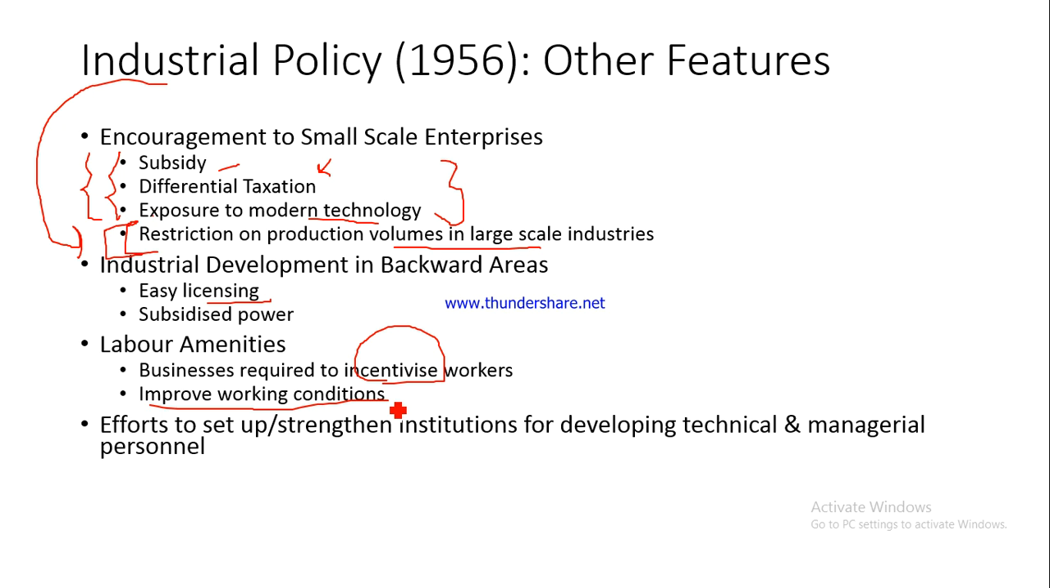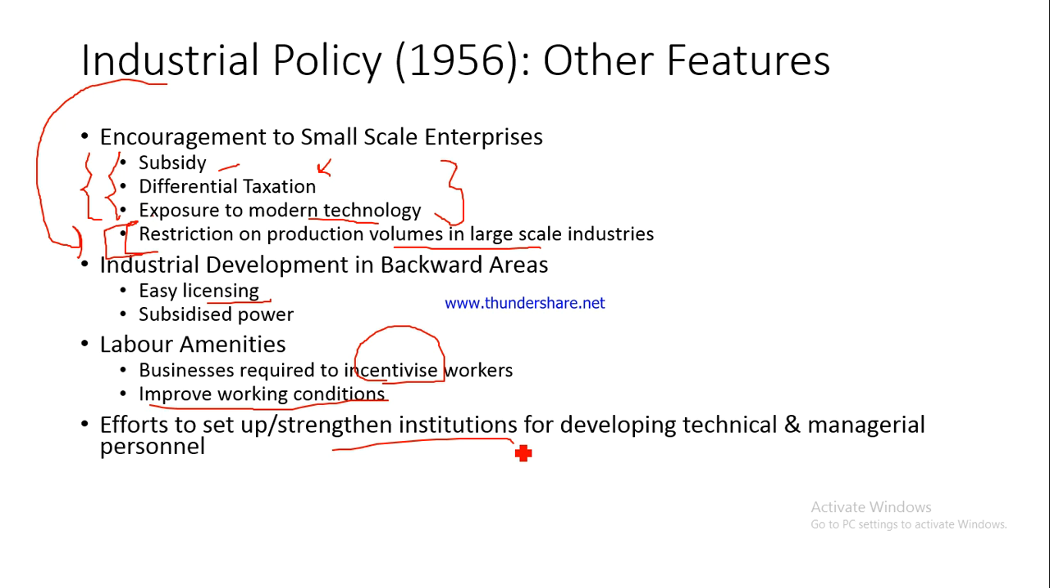Another issue which was touched upon by industrial policy 1956 was, and I have discussed this earlier also, that it specifically talked about setting up institutions for developing technical and managerial personnel, because it was understood that India would require quite a large number of industries to develop as an economy, and for that to happen we cannot always rely on technical personnel from abroad, on managerial personnel from abroad. We will have to have our own pool of technical manpower.